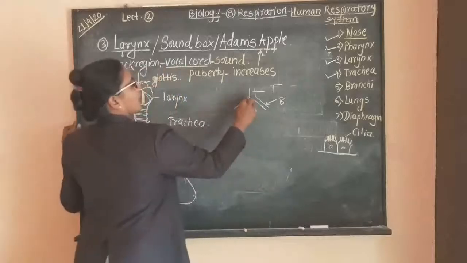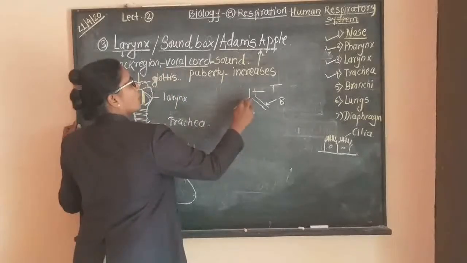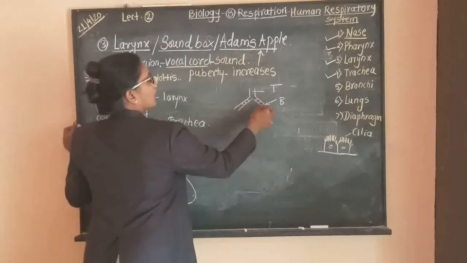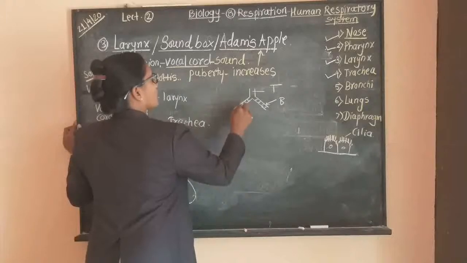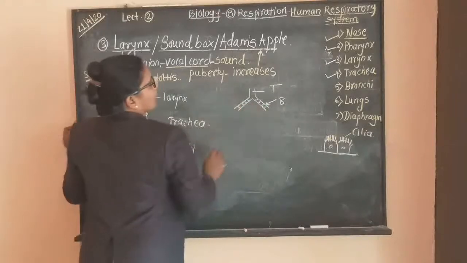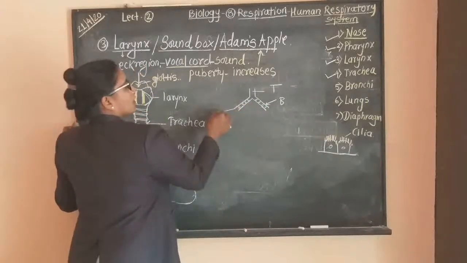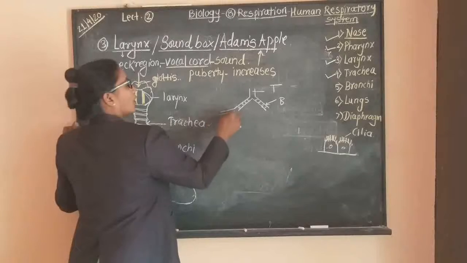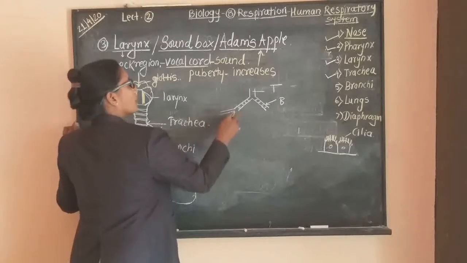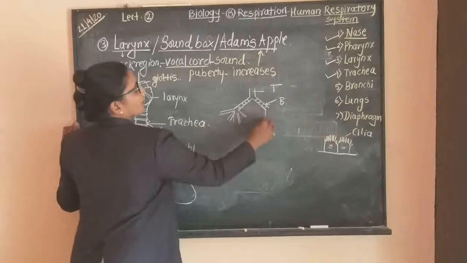Now this bronchus is internally also provided with cartilaginous rings, but these are incomplete cartilaginous rings. This bronchus is divided again into smaller tubes. These smaller tubes are called primary bronchioles.